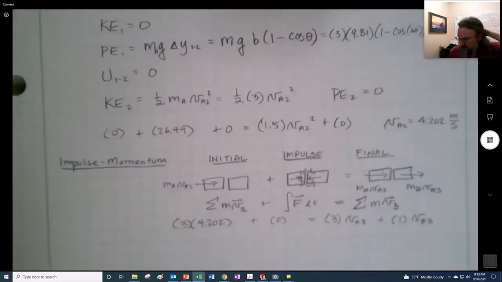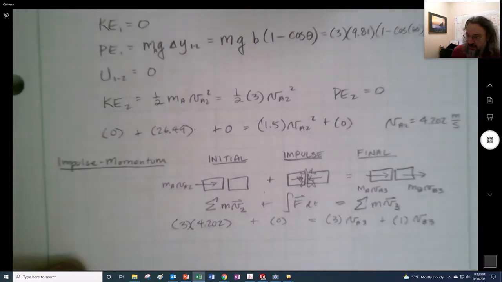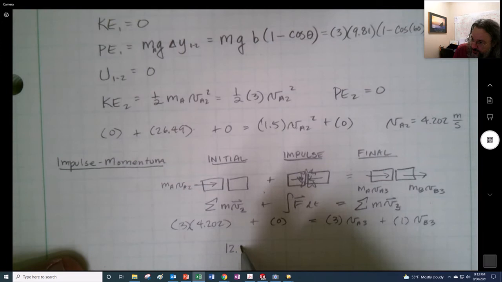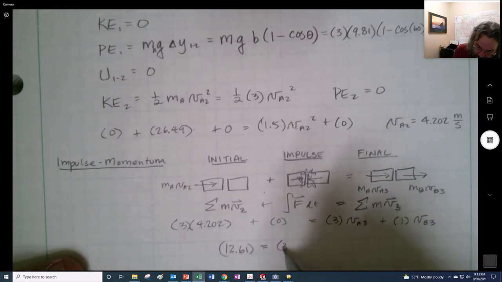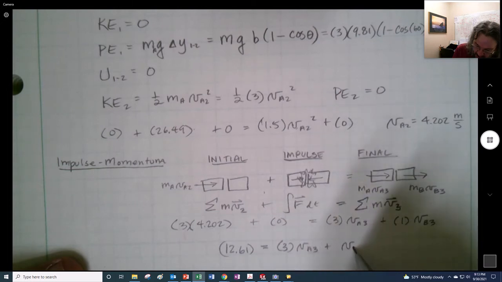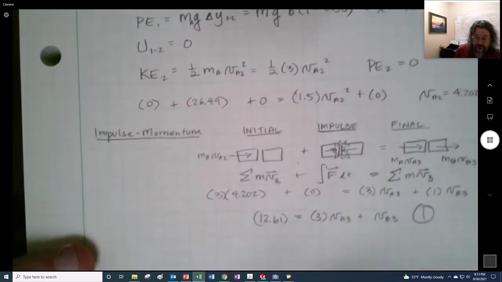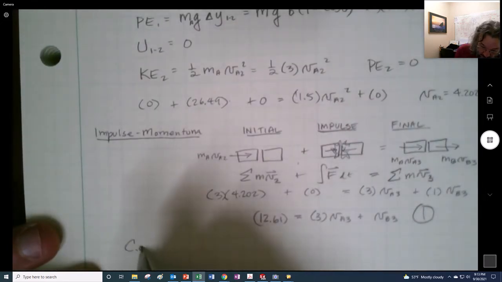So let's put those two things together, and we end up with 12.61 is equal to 3 VA3 plus VB3, and that's going to be my first equation. Now we're going to use the coefficient of restitution.